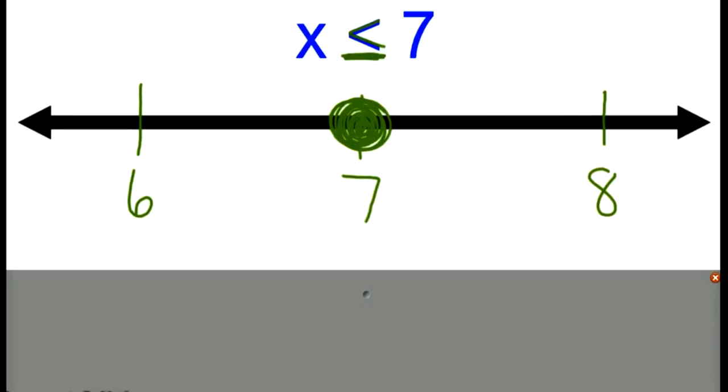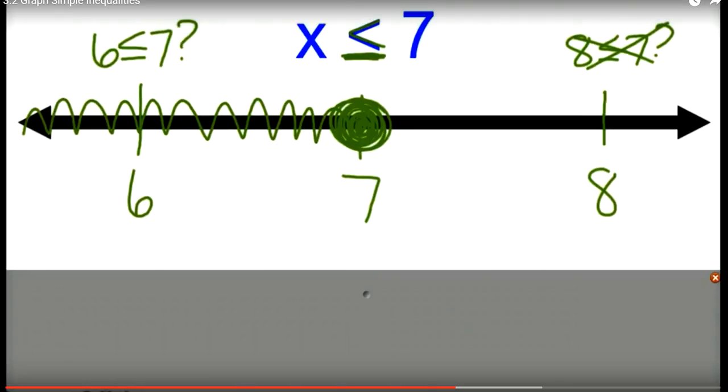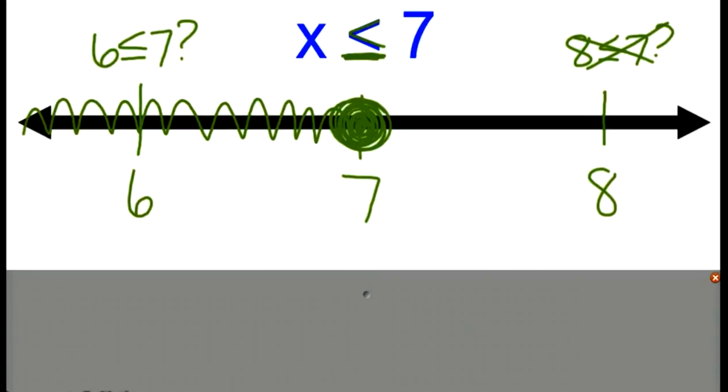And then I'm going to figure out which way I'm going to shade. Is 6 less than or equal to 7? Or is 8 less than or equal to 7? And 6 is less than or equal to 7, so I'm going to shade in the direction of 6. Notice that I'm shading all the way past 6 and over my arrow because my solution set is anything in that direction on my number line, any integer on my number line in that direction.